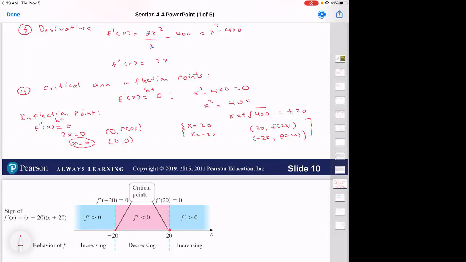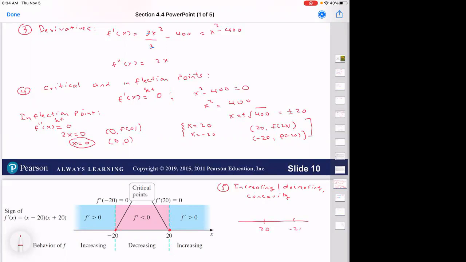Okay, so then number 5 is increasing and decreasing, and also concavity. How do you find increasing and decreasing first? You use the first derivative, you use the critical points. So draw a number line here and plot the critical points, -20 and +20.